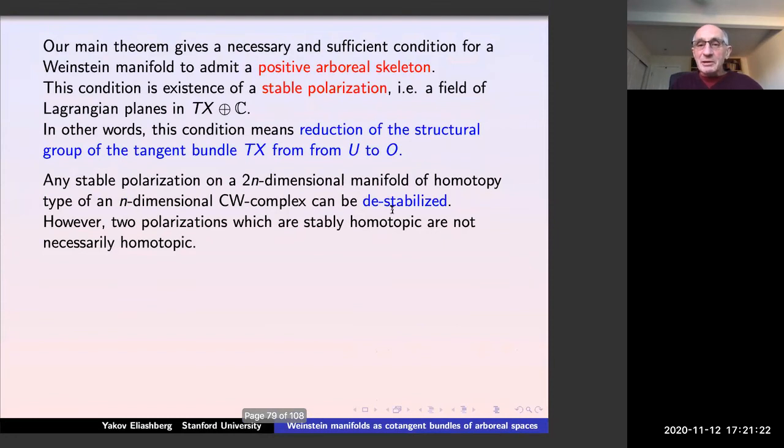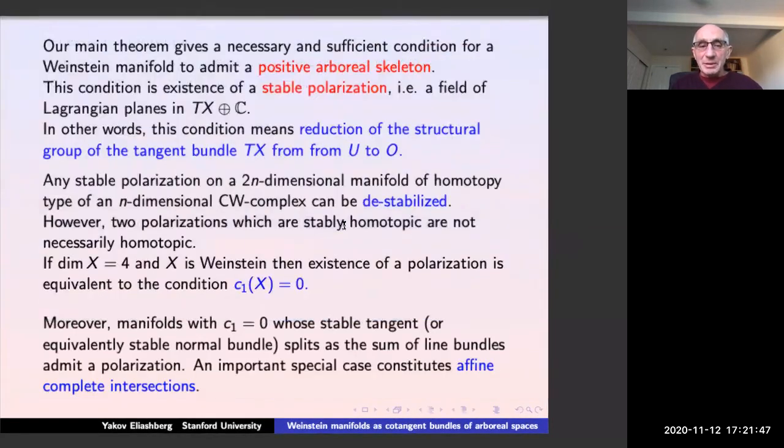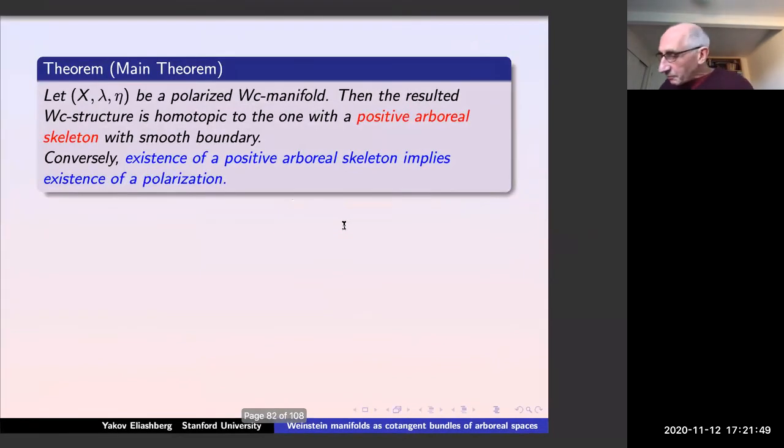Of course, it's easy to show that stable equivalence also implies existence of polarization, but two different polarizations, if they are stably equivalent, are not necessarily equivalent, not necessarily homotopic. Okay, well, anyway, let me drop this. I don't have much time, so let me try to say something.